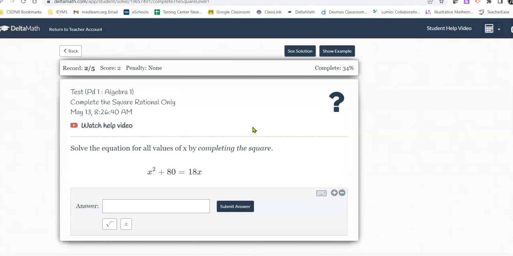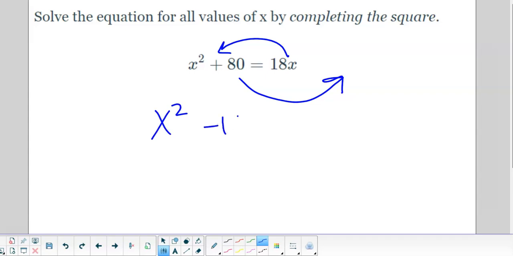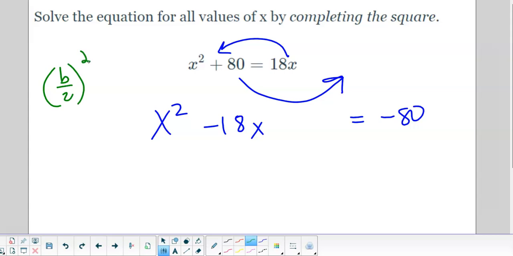Try one more. This one here is a little jumbled up. I need this 80 to move to the right, but I need this 18x to move to the left, and it would give me this giant space. Okay, so now I need half of 18, and then I square it. That's how I'm going to complete the square. So half of 18 is 9, 9 squared is 81.